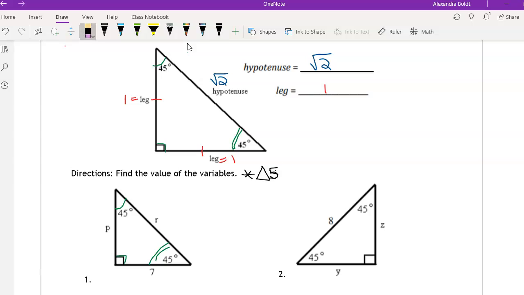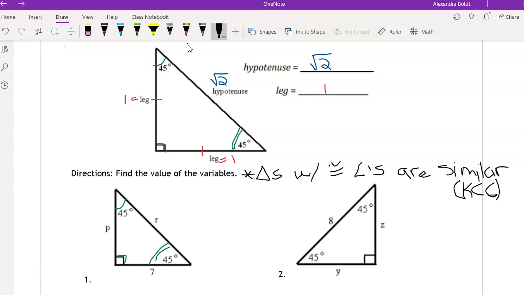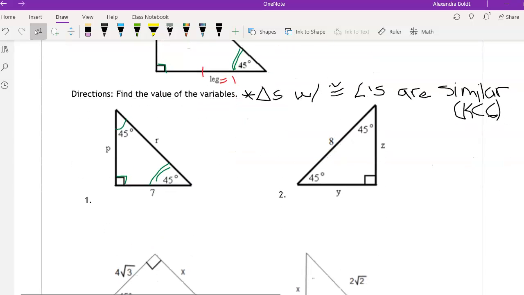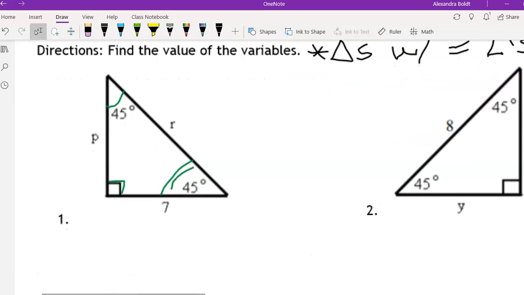Triangles with congruent angles, and that's using stuff from KC6. Okay, so just kind of remembering that triangles with congruent angles are similar, going back to KC6.